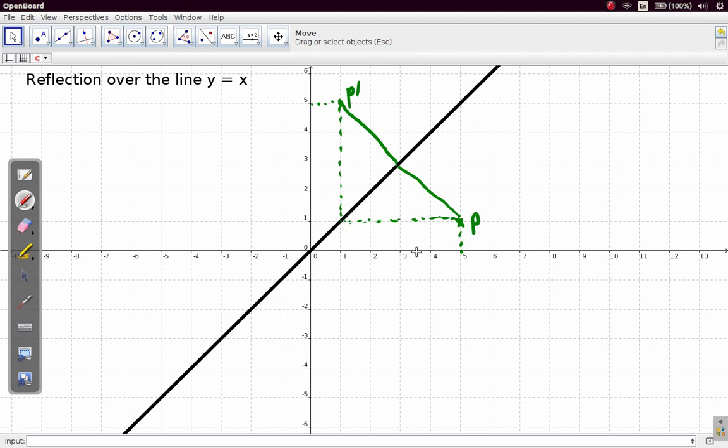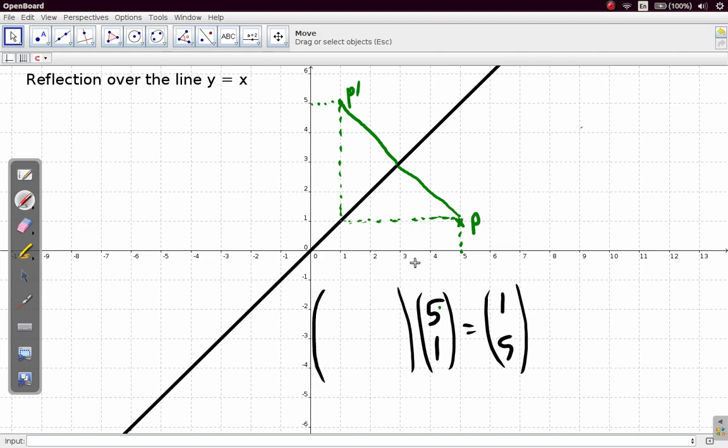Now, P is at 5, 1. So let's change our color a bit. So 5, 1 becomes 1, 5 after reflection by a 2 by 2 matrix. The thing now is, what is that 2 by 2 matrix? Can you figure it out? What could it possibly be? Pause the video and see if you can figure out what that 2 by 2 matrix is. So go ahead now and pause.